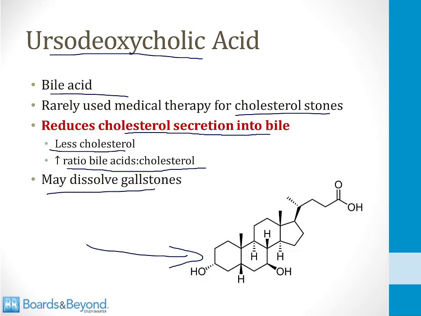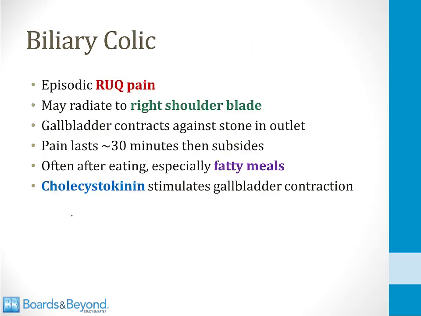But as I said before, it's rarely used, and the one time it is sometimes administered is in patients who have symptomatic gallstones, but for one reason or another do not wish to have surgery. So now we'll talk about a number of the different clinical syndromes that gallstones can cause, and the first one is biliary colic. This is episodic right upper quadrant pain. It classically radiates to the right shoulder blade. It's very important to remember this both for your board exams and clinically. Patients who complain of right shoulder pain, especially after eating a meal, may have biliary colic.